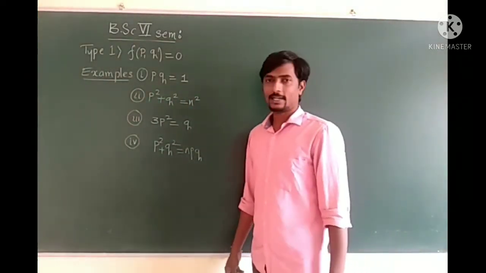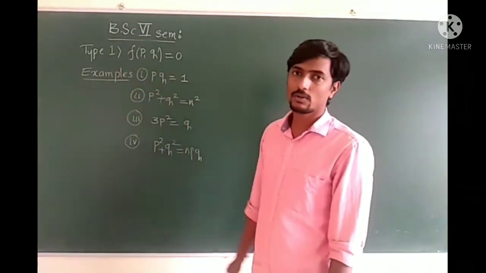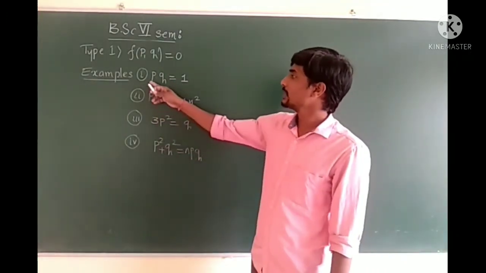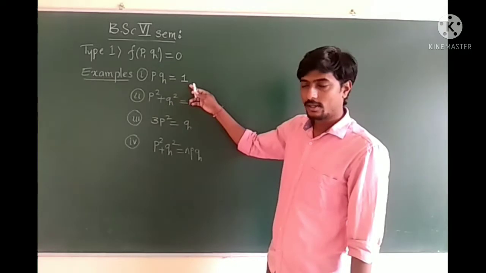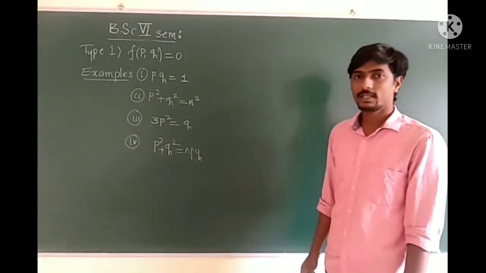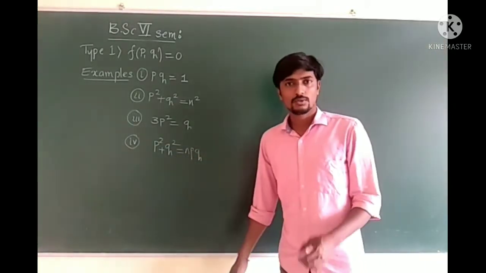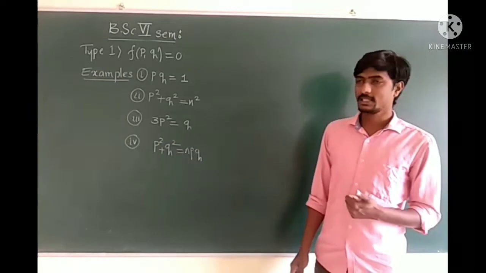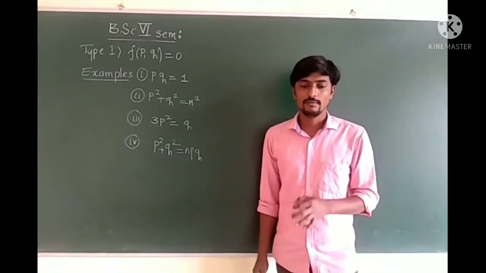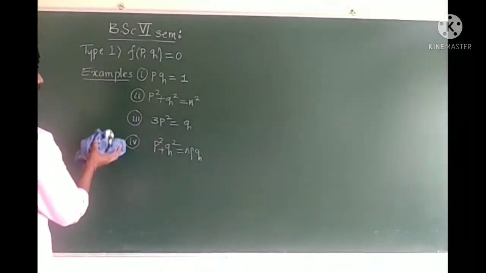Now let us solve some examples on the first type, f(p, q) = 0. Here the first example is pq = 1. The second examples are p² + q² = n², 3p² = q, and p² + q² = npq. These are some different forms of examples in the format of type 1. So let's understand how to solve these examples. Note down these examples and solve them one by one.